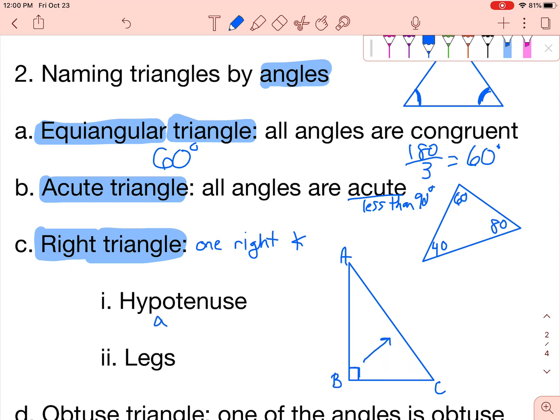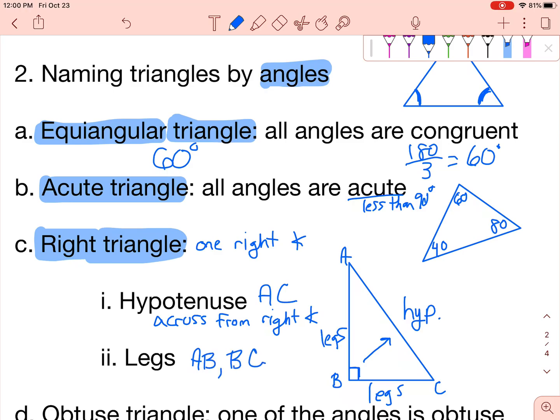The hypotenuse is the side that is across from the right angle. So hypotenuse is across from the right angle. In this case, the hypotenuse is going to be AC. So this is my hypotenuse. The legs are the ones that are actually touching the right angle. Legs and legs. In this case, it is AB and BC.